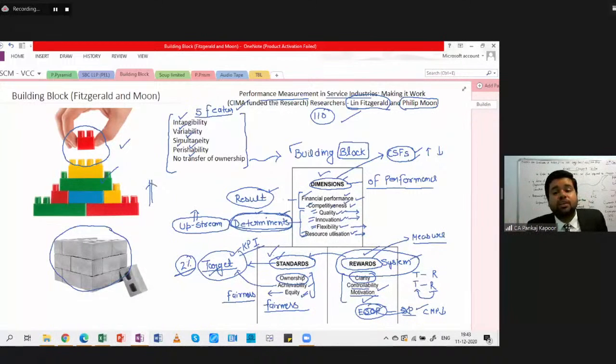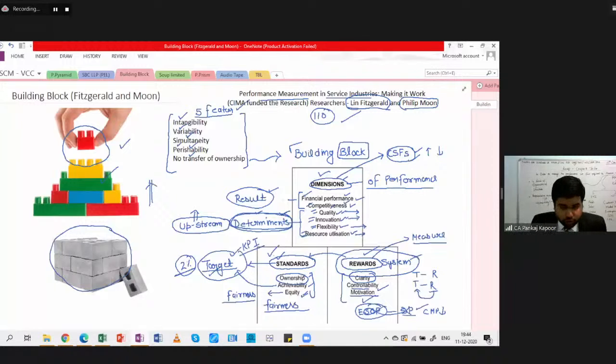So these standards must have the characteristics of what? Of ownership, achievability, and equity. Equity means fairness. Then the third block is what? The reward. Reward shall be clear. It must be based upon those factors which are controllable by the person, and it must be able to motivate the person that he will achieve the target.